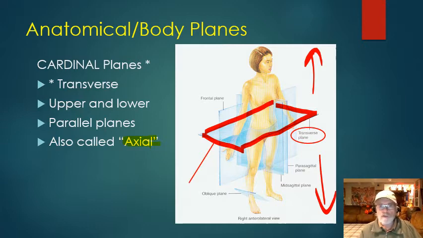So these are my three cardinal planes, and they are all perpendicular to each other. My frontal plane divides the body into a front side and a back side. My sagittal plane divides the body into a right side and a left side, and my transverse plane divides the body into an upper half and a bottom half. Those are the three cardinal planes.